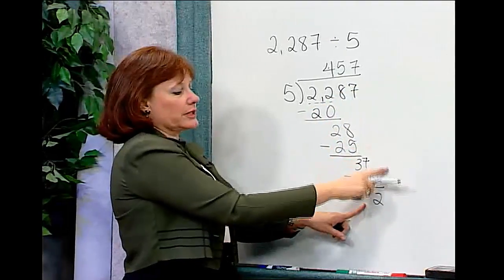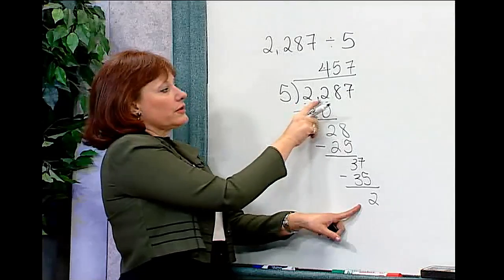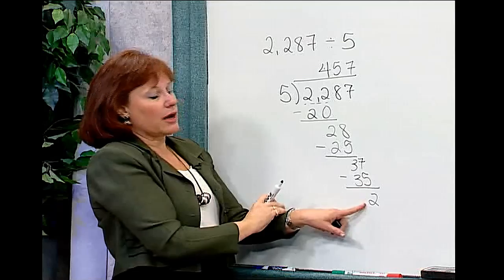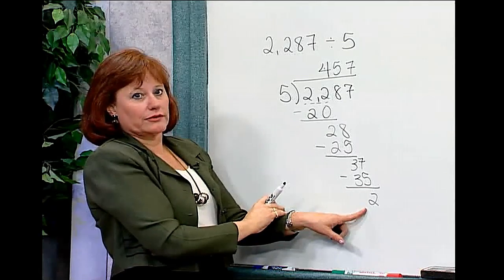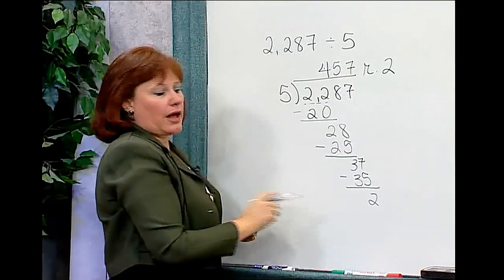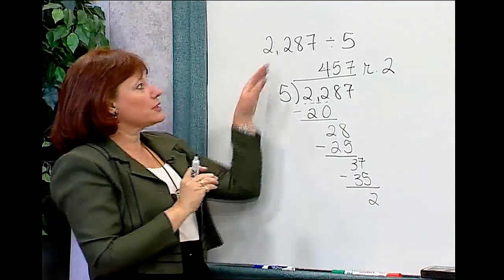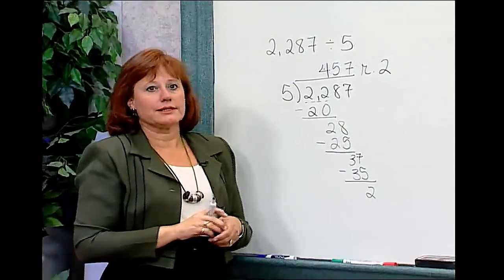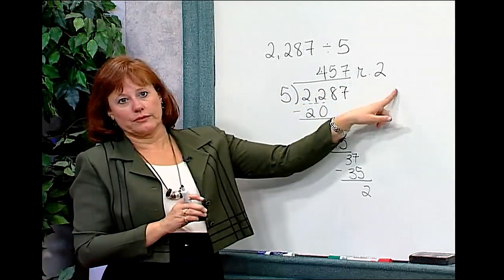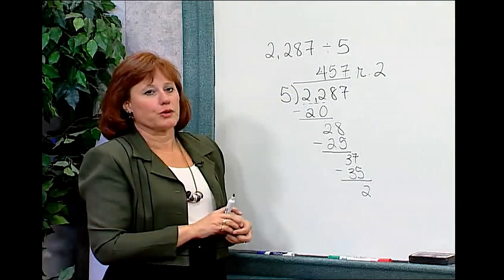When I look for another number to come down, I realize I've used all the numbers in the problem. So 5 goes into 2,287 very close to 457 times, but it did not come out evenly. I still have a 2 left over. When that is the case, I will write remainder 2. I had a leftover or a remainder of 2. So my answer to this problem, 2,287 divided by 5, would be 457 remainder 2. A monthly average would be very close to 457 houses per month.